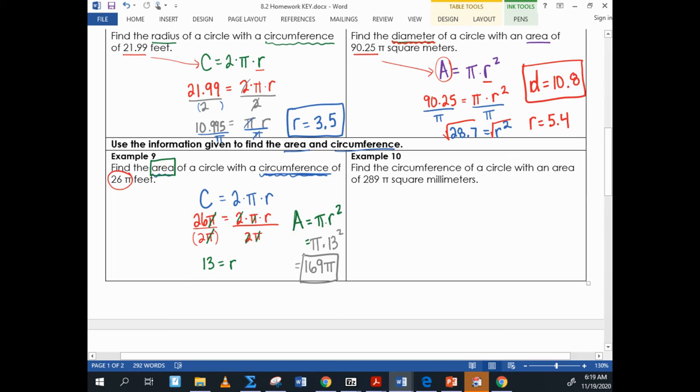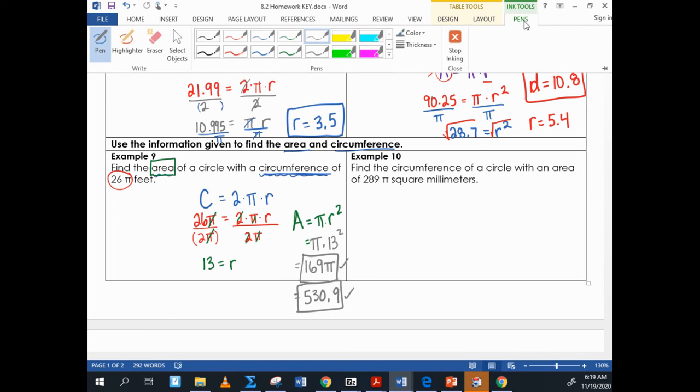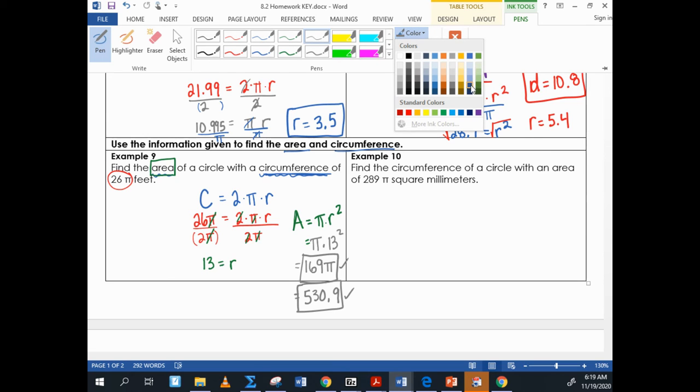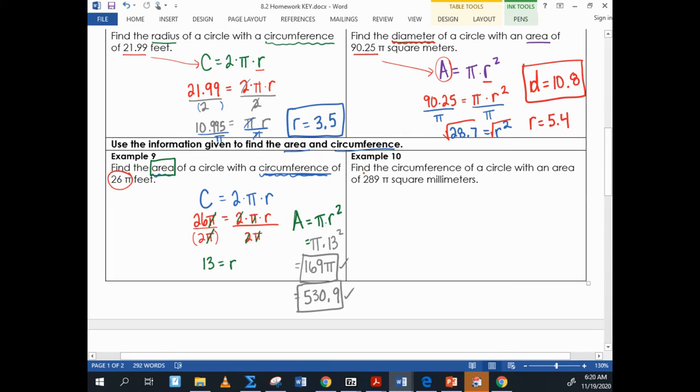Again, if you want to get a rounded answer, you could do 169 pi in your calculator, and it will tell you that it is 530.9. So either one of those answers will be correct on an assignment or on a quiz. All right, last example. Are we so excited here? Let's do orange. So this time they're asking us to find the circumference.